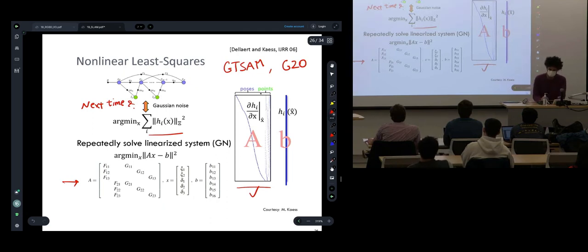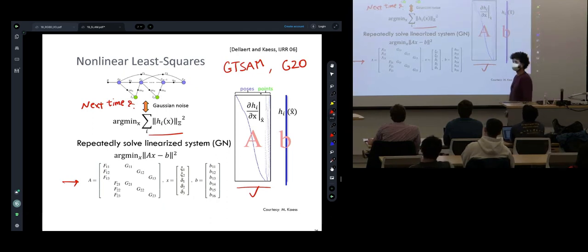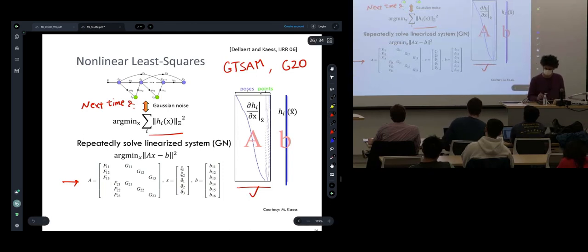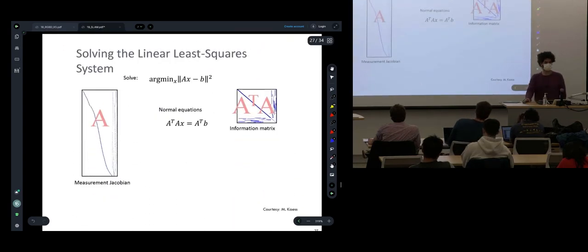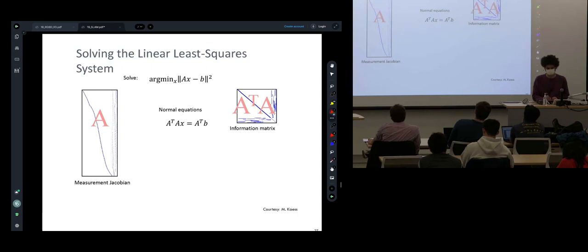So next time, we'll see how to get the nonlinear least squares problem. If it's nonlinear, we're going to linearize it, of course, and solve it using Gauss-Newton or Levenberg-Marquardt or any other methods that we discussed. And of course, you know that you can form the normal equations. If your Jacobian matrix is sparse, and there are a lot of zeros, when you form A transpose A, it's also sparse. This is your information matrix, the inverse of the covariance matrix.